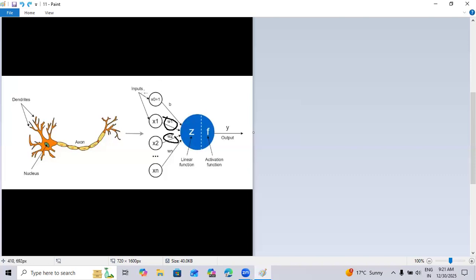In an artificial neural network, in simple words, a neuron calculates the weighted sum of inputs, adds bias, and processes it through the activation function to produce an output.